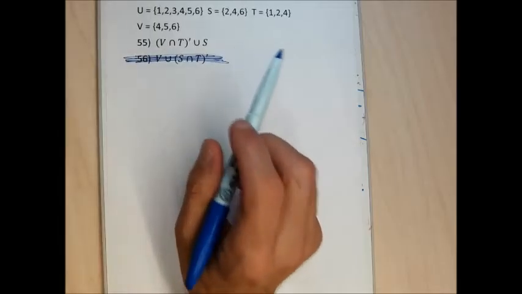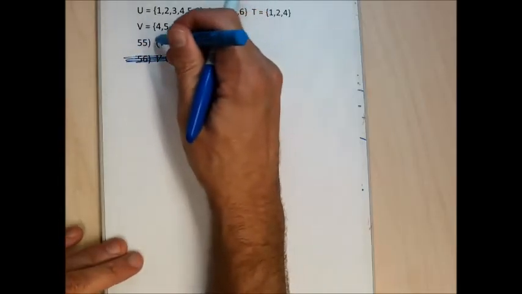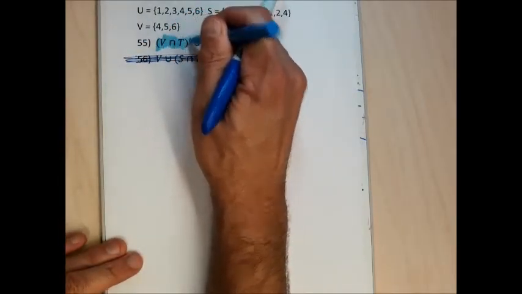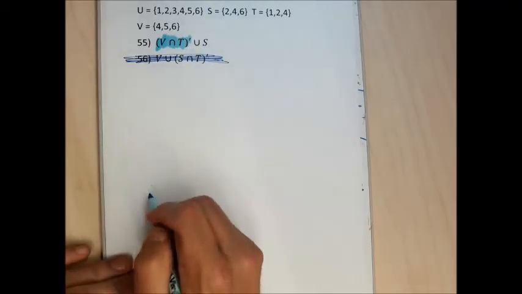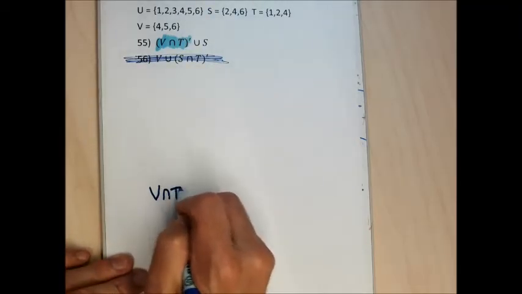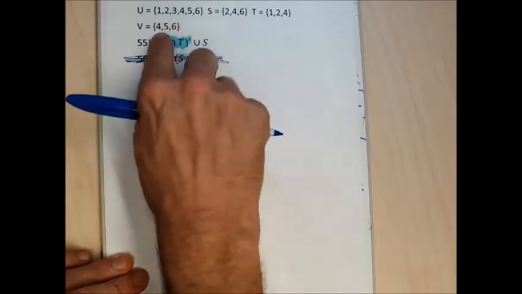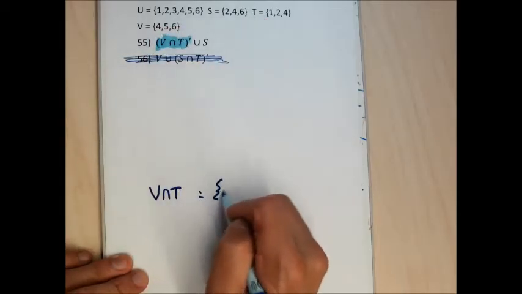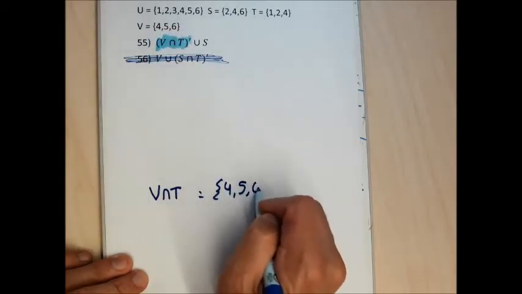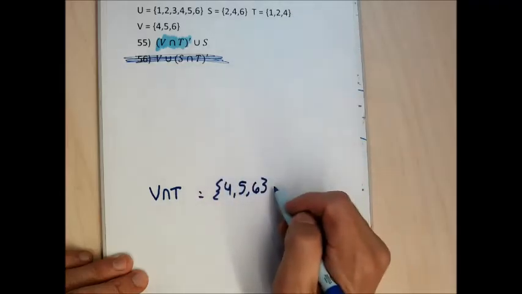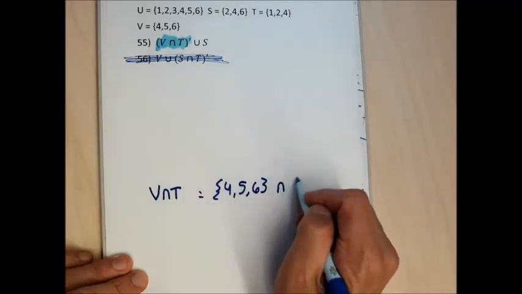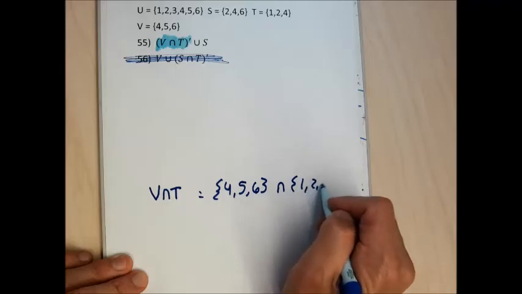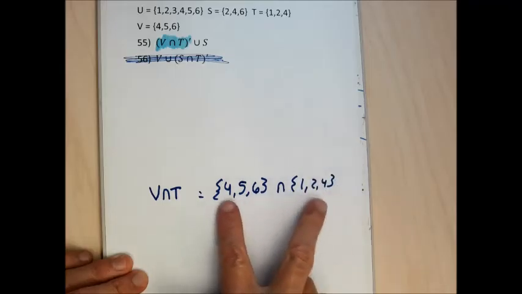Let me do the parentheses first. And the parentheses is kind of do the V intersection T and then do the complement. Let me do V intersection T. V is 4, 5, and 6. T is 1, 2, and 4. V intersection T is what they have in common.